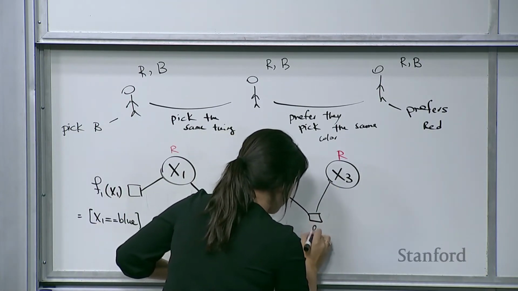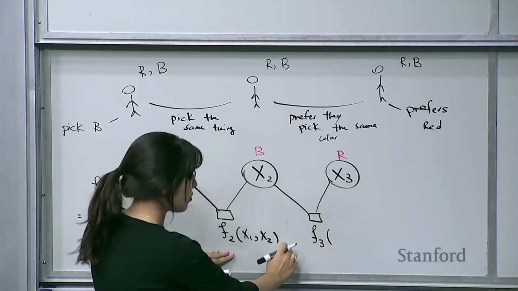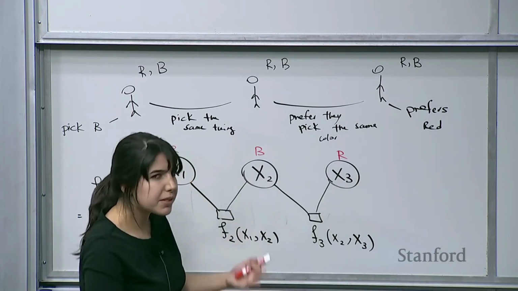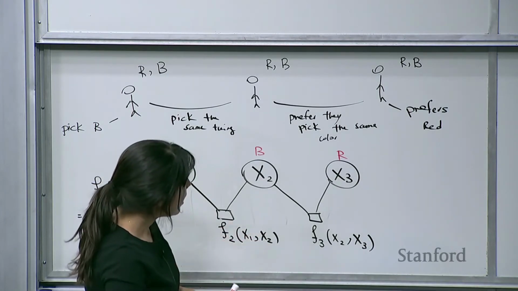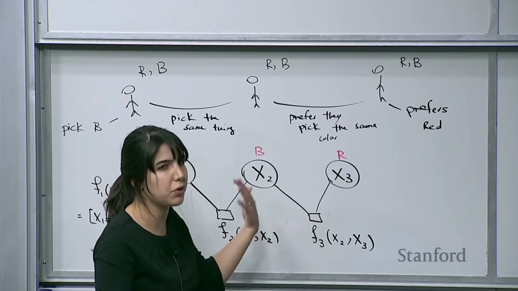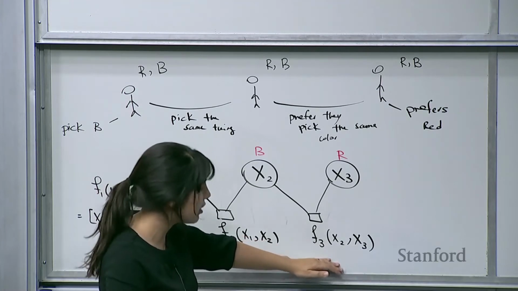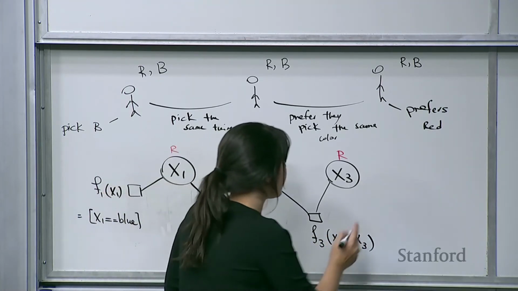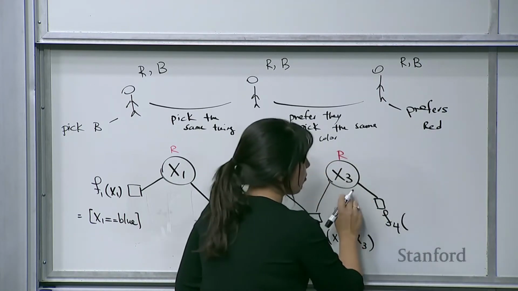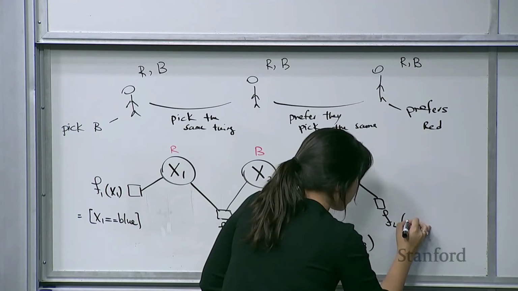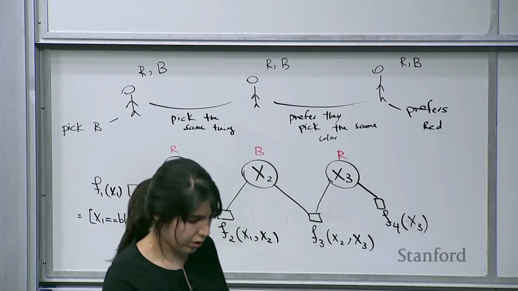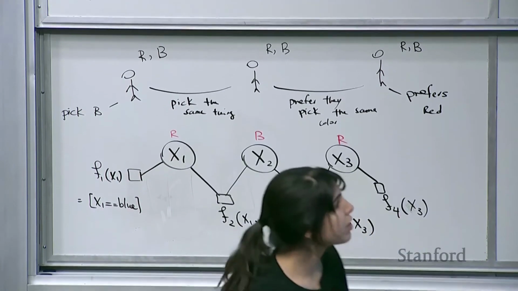And maybe f3 is going to be a function of x2 and x3. This means that sometimes they pick the same, or you can have an indicator function, but if they don't pick the same thing, you wouldn't be too sad. So maybe don't put 0 for that. So it would be an indicator function plus some constant. That's one way of going about it. And then x3 prefers red, so it's going to have a factor that says it prefers red. Okay? All right. So let's look at the same thing on the slide.